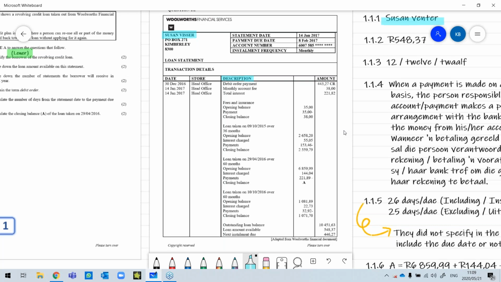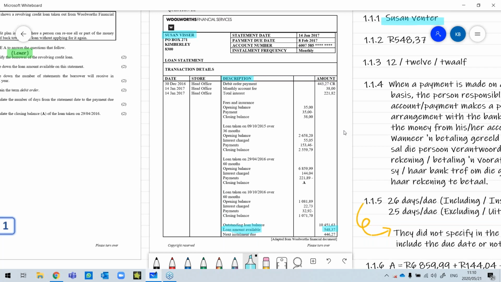So it's your debit order payment, monthly account fee, total interest, fees and insurance, opening balance, payment, closing balance, then a loan taken on the 9th of the 10th, 2015, and then 36 months opening balance, interest charge, payments, closing balance. Then all of that is repeated for a loan taken on the 29th of the 4th, 2016. And then once again, all of it is repeated for a loan taken on the 10th of the 10th of 2016. And then right at the bottom, outstanding loan balance and then loan amounts available.